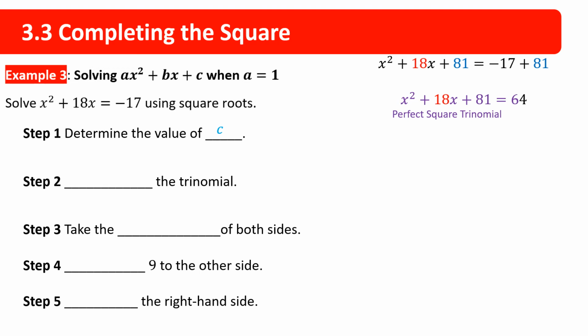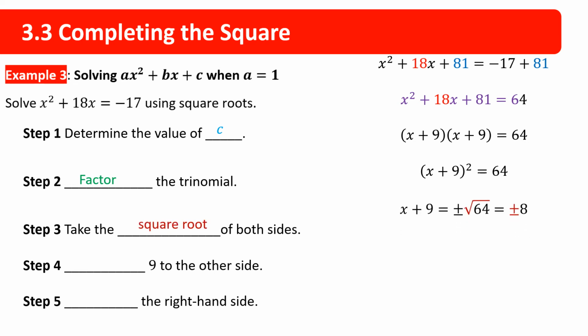Step 2, if we look at the left-hand side, the perfect square trinomial, we should factor. So we get x plus 9 twice. We can write that as x plus 9 squared. Now, similar to our examples in the past, we're going to do something to both sides of the equation, hoping to get to x. We're going to take the square root.